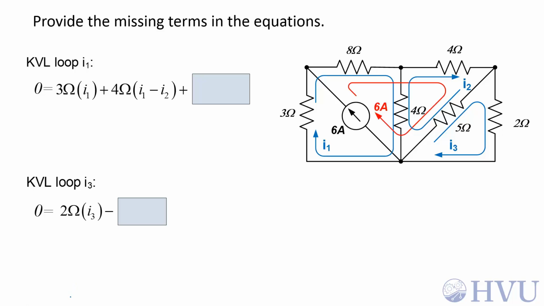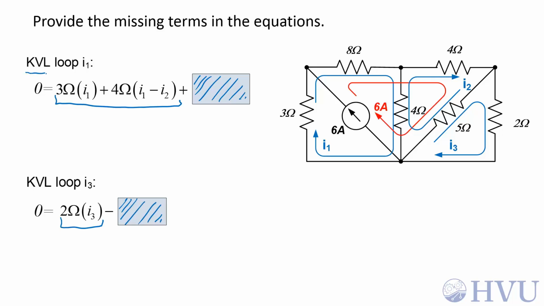In this example, we're given a circuit with some mesh currents and some constrained currents defined, and we're given some partial equations here and here. We were also given some missing terms. We want to find what those missing terms are in these equations.